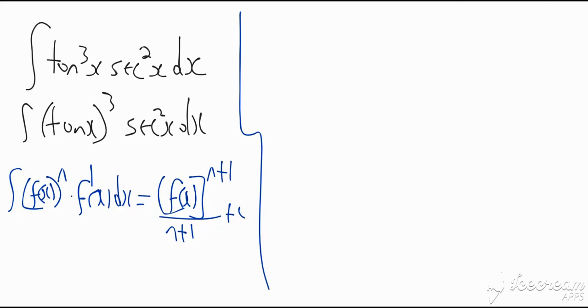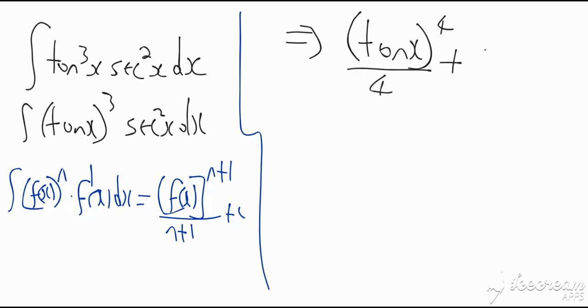So how does that apply to this? Once again, we always say check to ensure that it fits the criteria. Inside of the bracket, we have tan x. The power n is 3, and of course the differential of tan x is sec squared x. So it does fit the criteria. So this is just going to become tan x raised to the 4th power over 4 plus c.